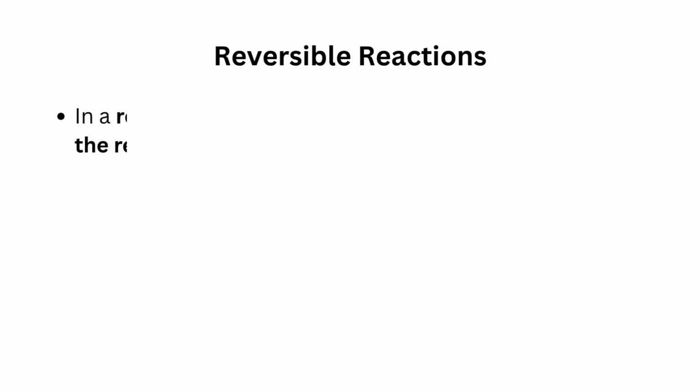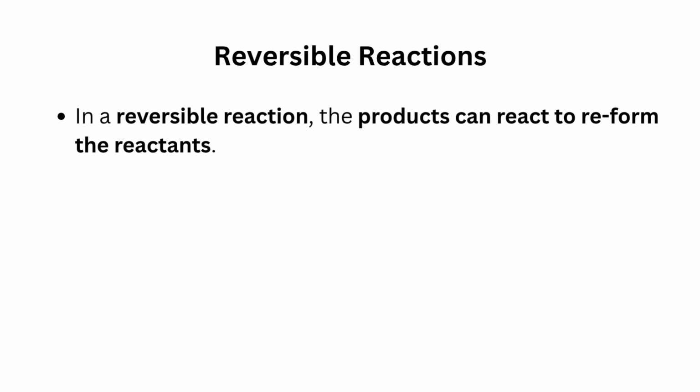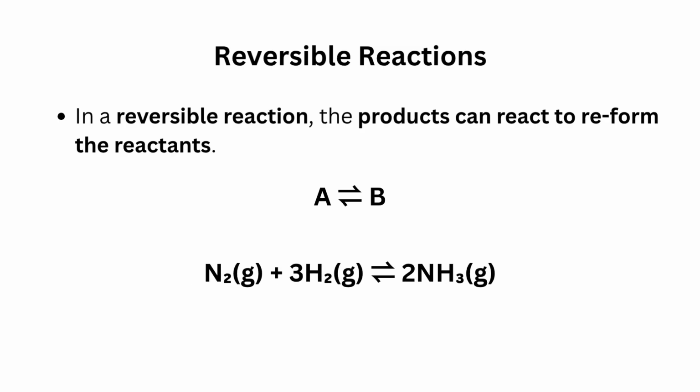What are reversible reactions? Not all chemical reactions go to completion. Some reactions can proceed in both the forward and reverse directions. In a reversible reaction, the products can react to reform the reactants. We represent reversible reactions with a double arrow. Example: when nitrogen gas reacts with hydrogen gas to form ammonia, ammonia can decompose back into nitrogen and hydrogen.